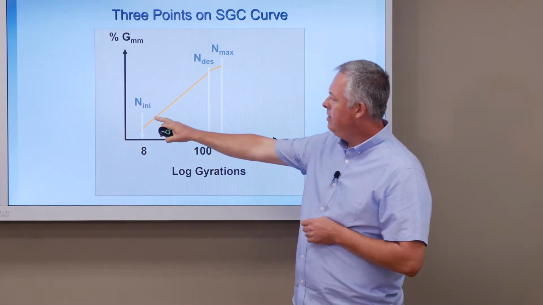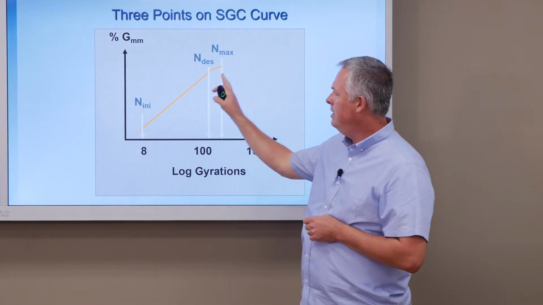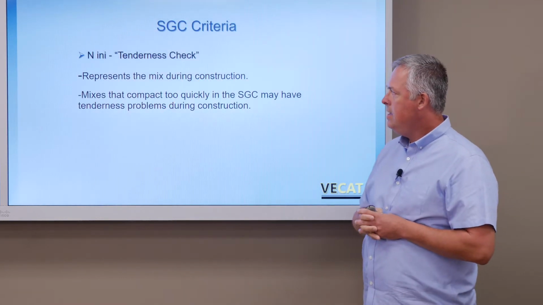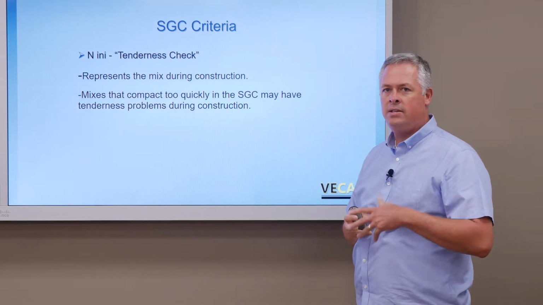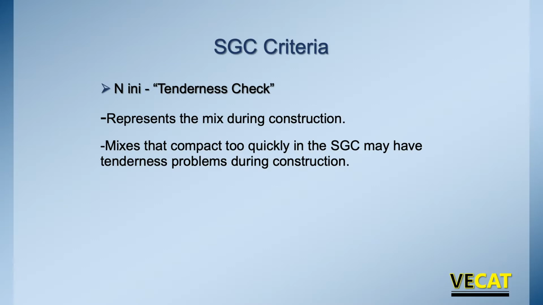There are three different components of this that we're going to talk about: N initial, N design, and N max. N initial is a tenderness check, and this was utilized by VDOT, still utilized by FHWA, and this represents the mix during construction. The thought is that if you achieve too much compaction too fast, or too high a density too quickly, it may be an indicator that this mix could be prone to rutting.